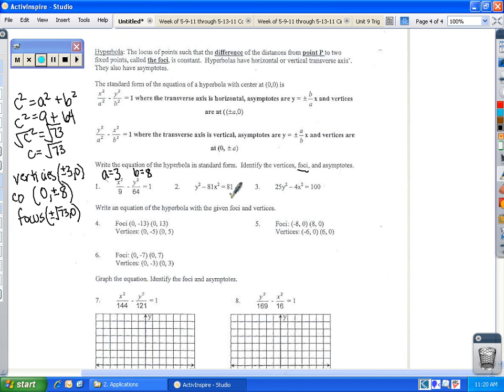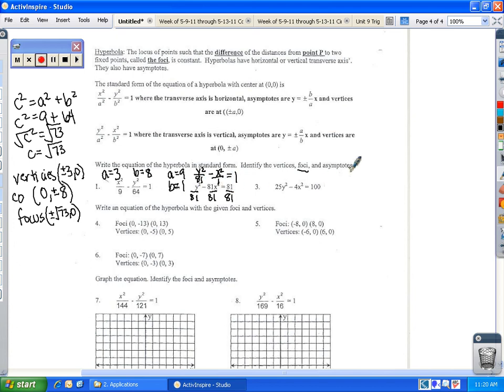Moving on, this one here, notice it's not equal to 1, so you first have to divide everything by 81 before you can proceed. That will give you y squared over 81 minus x squared over 1 equals 1. Now notice that, again, a is always first. So in this case, a is the square root of 81, so a is 9. Notice, though, that a is now associated with y squared. That means my transverse axis, where my vertices lie, is going to be on the y-axis. And in this case b equals 1, because it's the square root of 1.